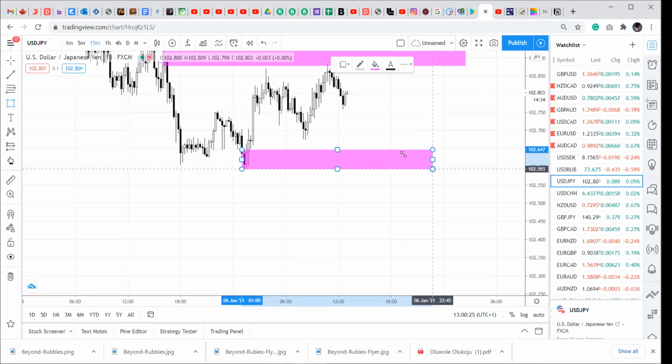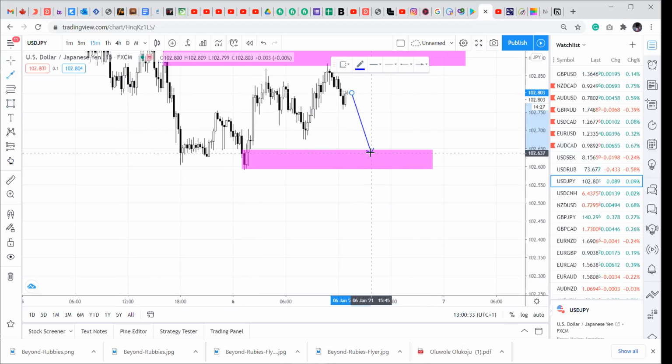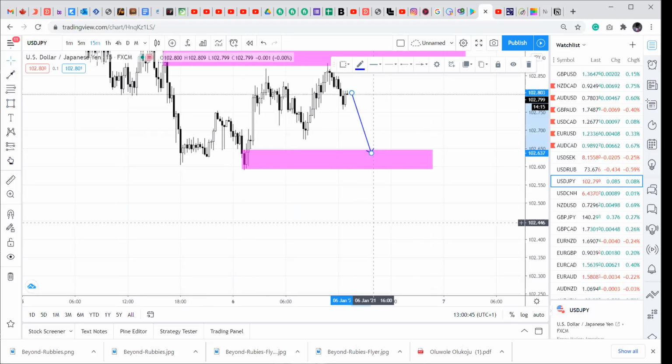Good. So that is where I am targeting that this particular trade or price will get to before any upward movements will happen again. All right. So my take profit will now be somewhere here, just above this line, 102.654, thereabout.